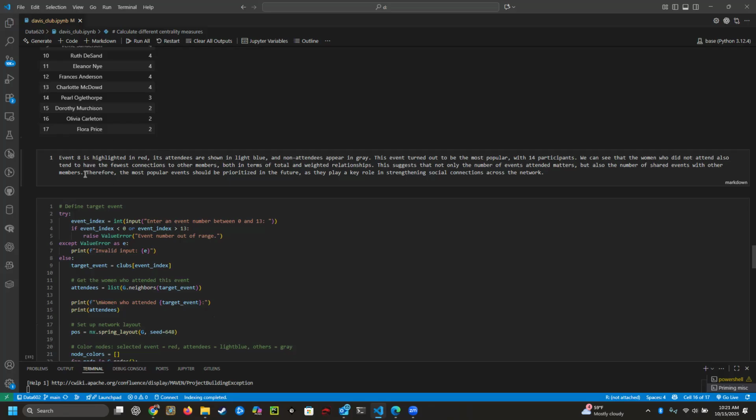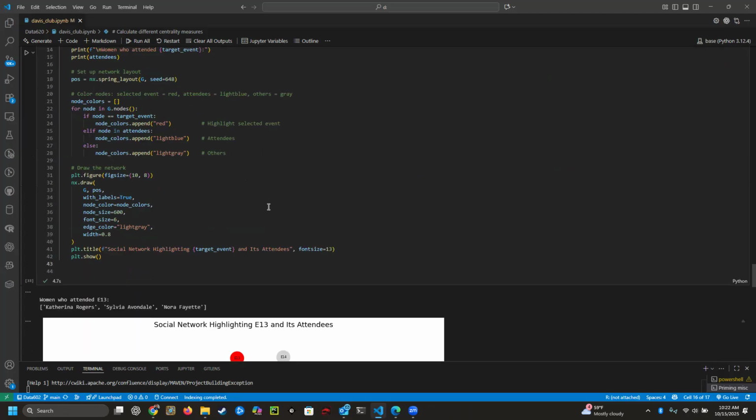Like, if you know that there was a big event where everyone was going to be at, you probably want to prioritize those types of events in the future, so that way you expose yourself to other members of the group, and therefore, if your aim is to cement yourself as a node of information or central node within the network, that's how you would leverage that. Okay, so that brings me to the end of the presentation.